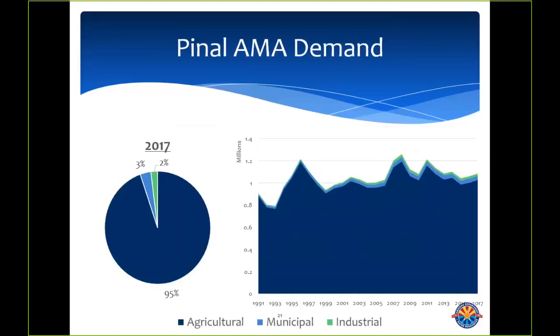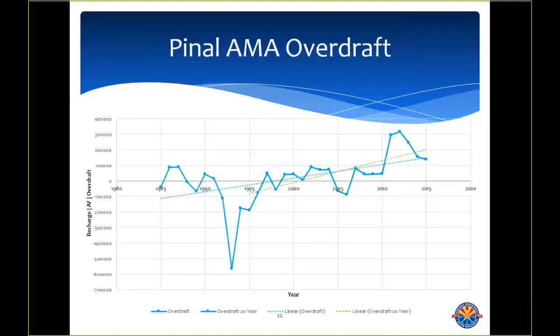The Pinal AMA's demand is largely agricultural. Agricultural and tribal lands is a portion of this and has averaged about 15% of the total demands according to ADWR's estimates. While the Pinal AMA does not have a safe yield goal, it can still be instructive with regards to understanding the state that the AMA is in and analyzing overdraft for that AMA. Again, with many caveats, the 20-year trend line here does show increasing overdraft over time.